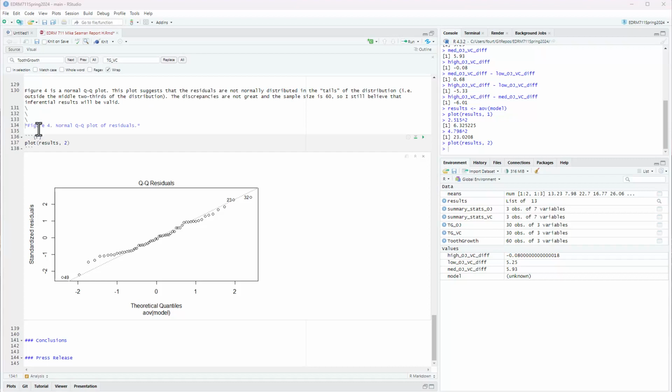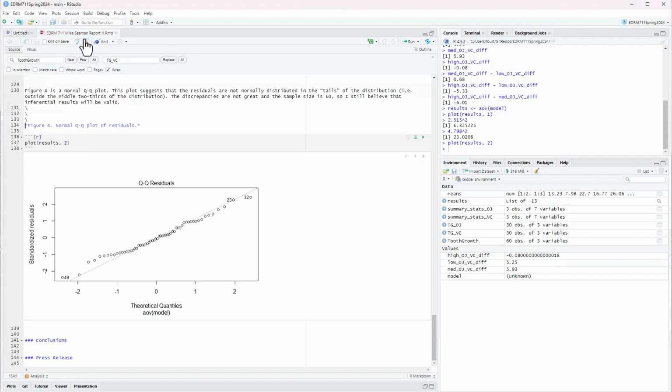So I have stated that figure 4 is a normal QQ plot. This plot suggests the residuals are not normally distributed in the tails of the distribution, that is outside the middle two-thirds, this middle two-thirds of the distribution here. So the discrepancies are not great. The sample size is 60, so I still believe that inferential results will be valid.